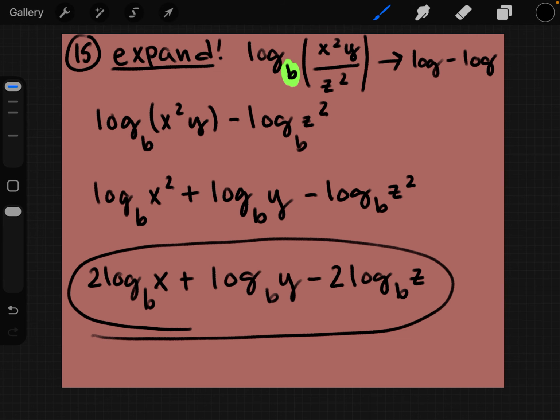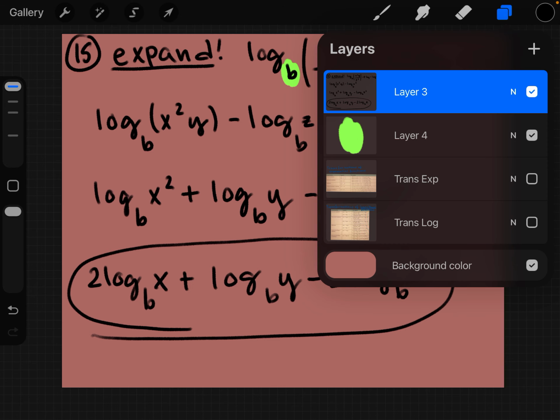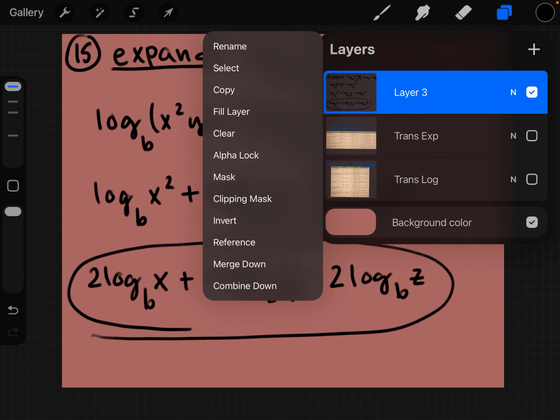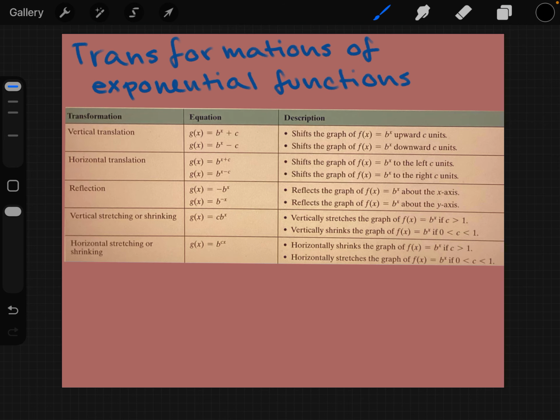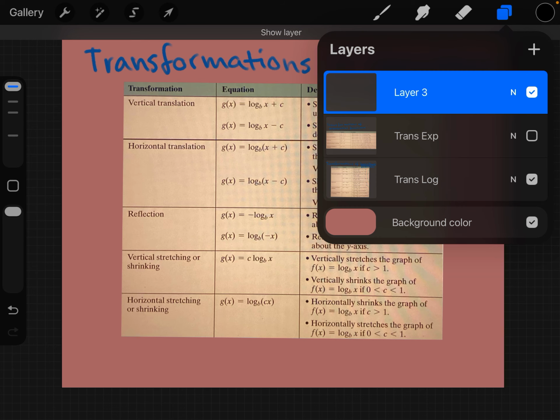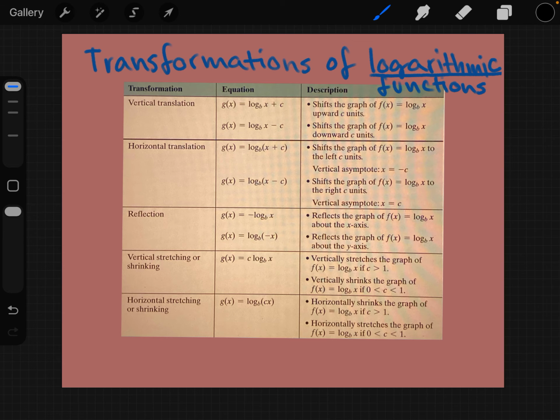And that is it. That was the test. I don't know why there weren't any transformation questions. Here's those tables again anyways, just in case. I don't want to have no transformations on my test and then you guys be like, there were transformations. So here's the tables again.